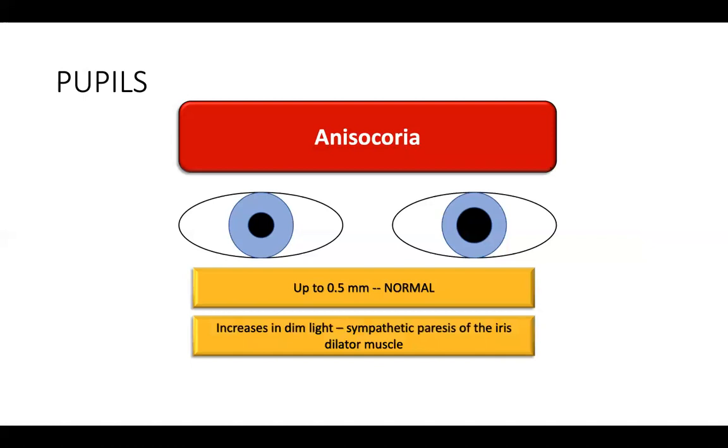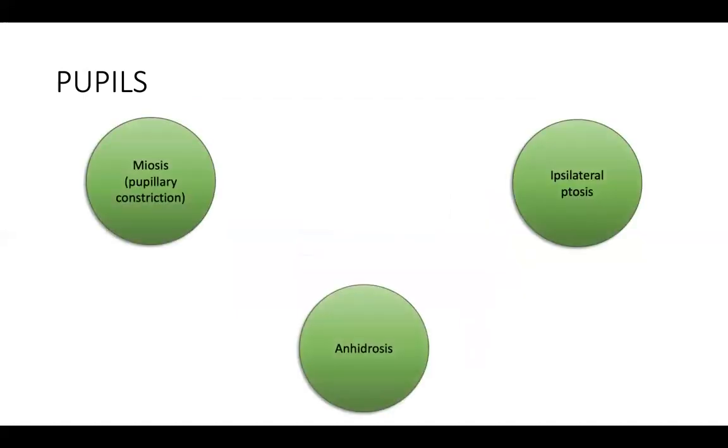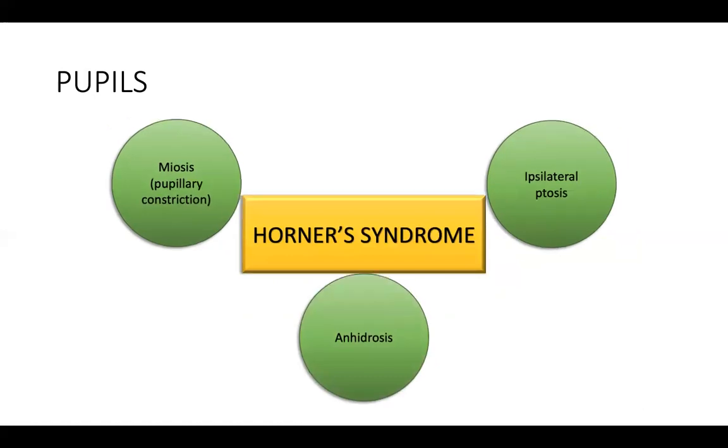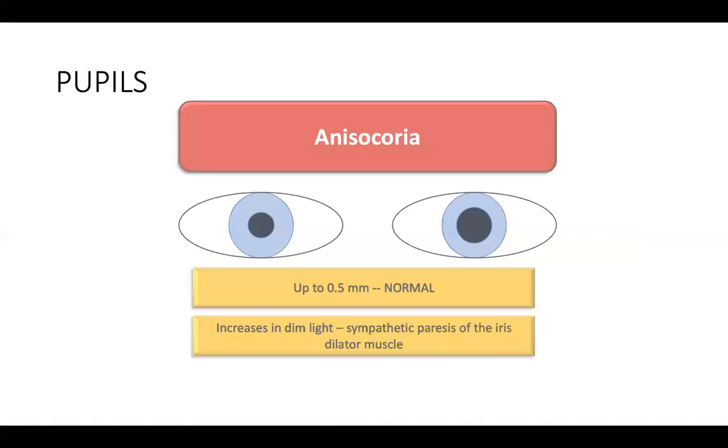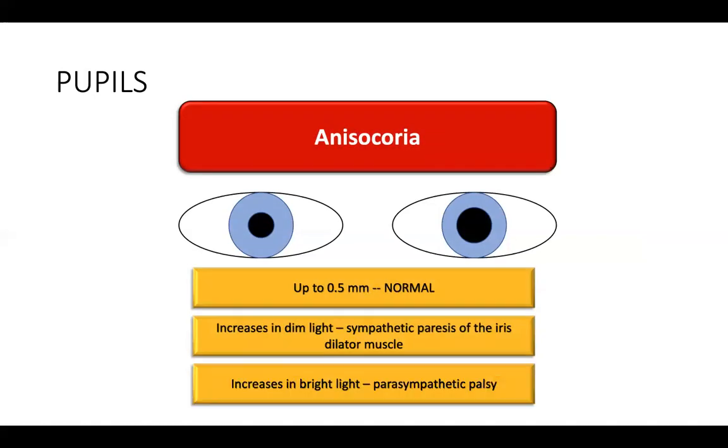Subtle inequality in pupil size up to 0.5 millimeters is a fairly common finding in normal persons. Anisocoria that increases in dim light indicates a sympathetic paresis of the dilator muscle. The triad of miosis with ipsilateral ptosis and anhidrosis constitutes Horner's syndrome. Anisocoria that increases in bright light suggests a parasympathetic palsy.